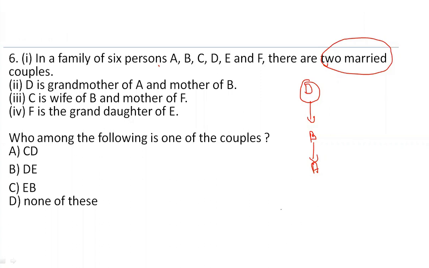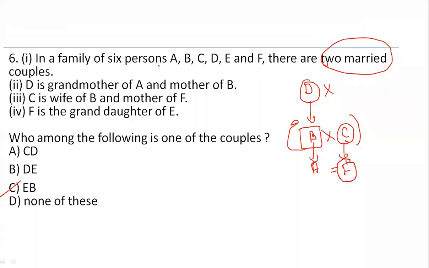Next, C is wife of B and mother of F. C is wife of B means B will be a boy, and then mother of F. Mother of F means you can take F here. A and F are in the same generation. One marriage pair is done. Another marriage pair you have to write here. Okay. F is the granddaughter of E. F is the granddaughter of E means she is nothing but a granddaughter, right? So E will be coming here. So two married couples are done and then total six members are done here in the question.